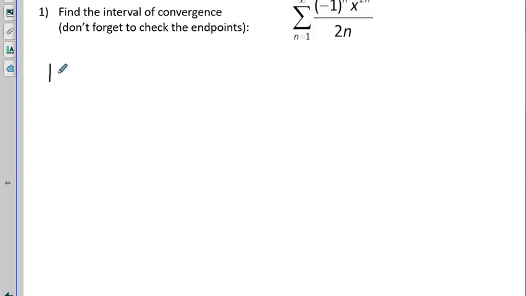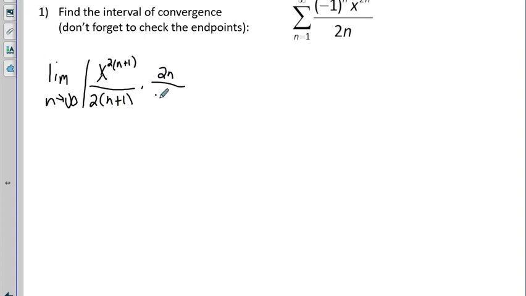So ratio test, I'm going to do the limit as n approaches infinity of the absolute value, and the absolute value is definitely more important here than it was before. And when I do the absolute value, the negative ones at the end can be dropped. And this becomes x to the 2n plus 1, divided by 2 times n plus 1. And then I'm supposed to divide by the original, and I'm just going to flip it so that it becomes 2n over x to the 2n.